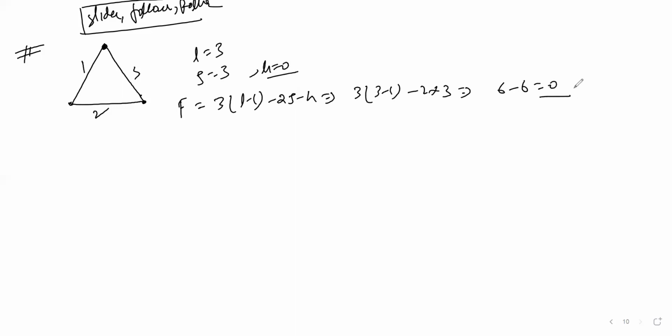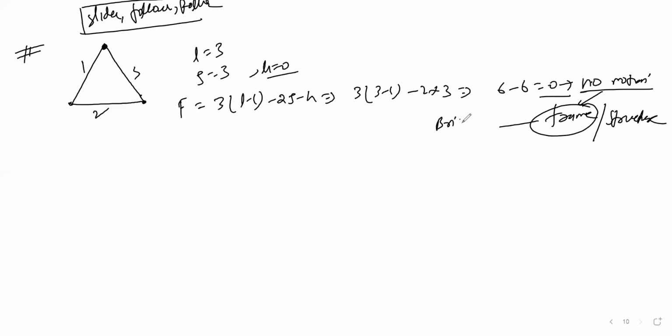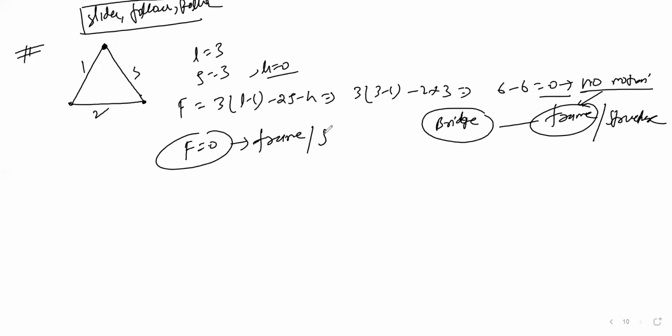If degree of freedom is 0, it means no motion. There is no motion at all. And if there is no motion, this is called a frame or structure. In bridge construction or flyover construction, the frames used have no motion in the links. So if the degree of freedom you are getting is 0, that is called a frame or structure.